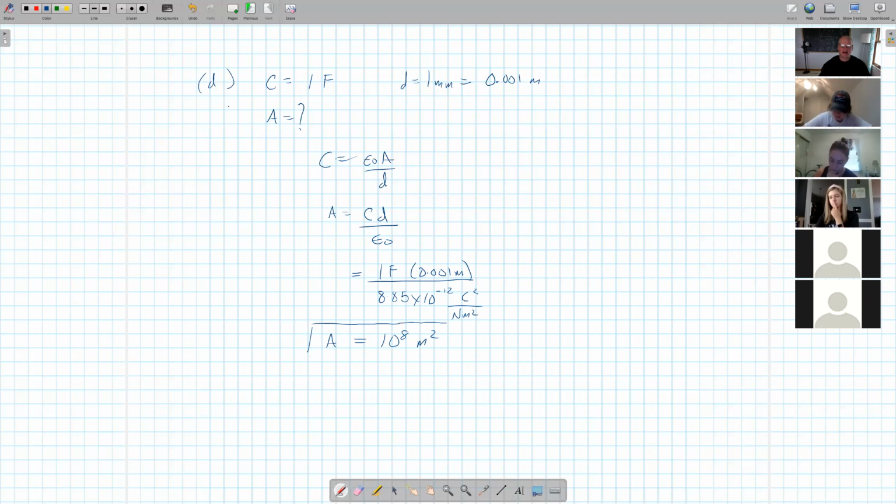So this says that if I wanted to create a capacitor with 1 farad worth of capacitance using a simple parallel plate capacitor, the area I would need per plate is about 10 to the 8th meters squared. That is ridiculously huge. That is about the size of Boston, for example. So if I wanted to make a computer which needed 1 farad of capacitance, I would need a parallel plate capacitor the size of Boston.